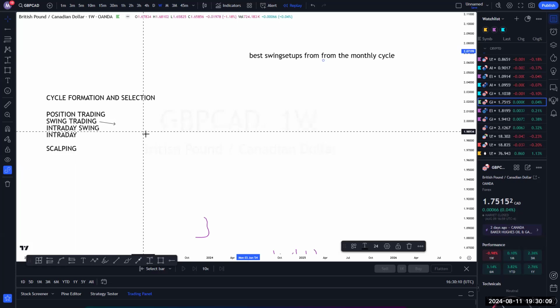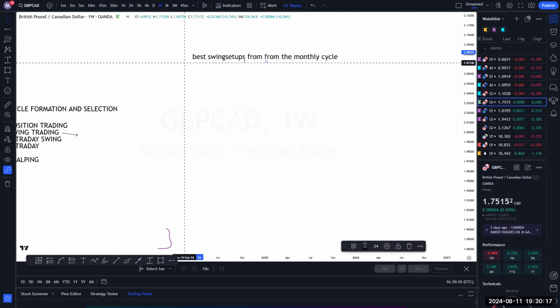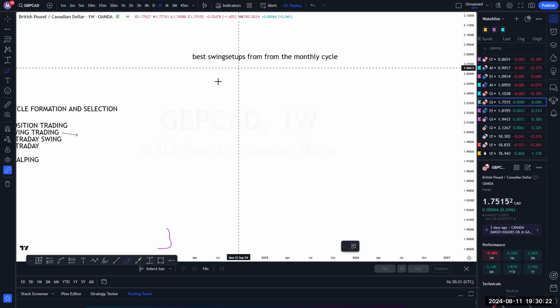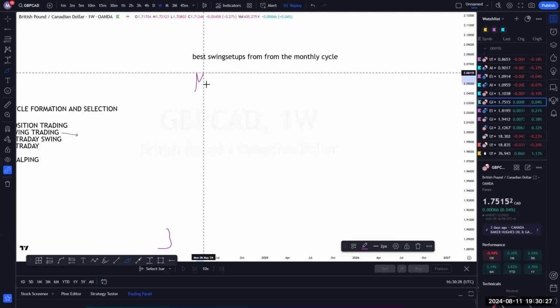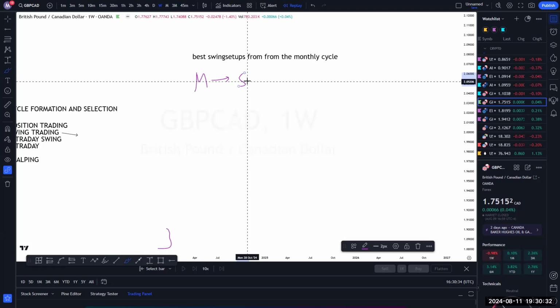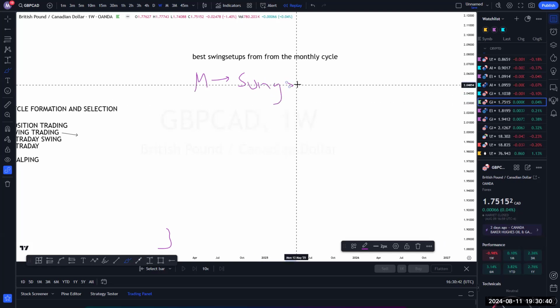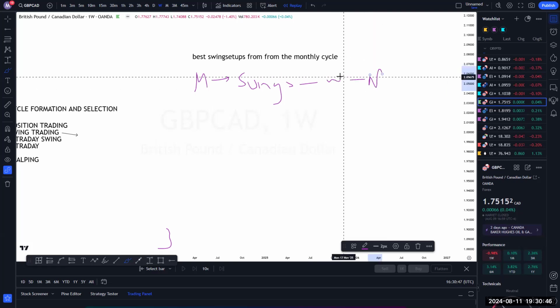The intraday swings are the ones that use the weekly time frame. What we get from the swing setup from the monthly cycle is that we follow the liquidity language from these time frame coordinations. So when you use the monthly cycle, we are looking for swing setups that are going to run for weeks or a month altogether.